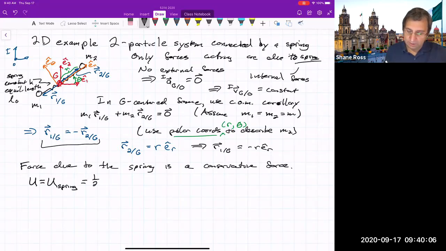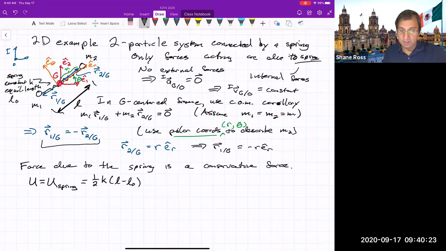And this is 1/2 K, right? The energy due to a spring is 1/2 the stiffness and then the stretch in the spring squared, which for now we'll say the distance between the two masses is L. So L minus L naught is the stretch in the spring, and that is squared.